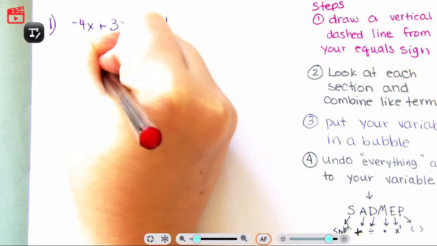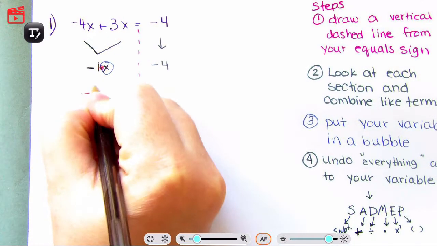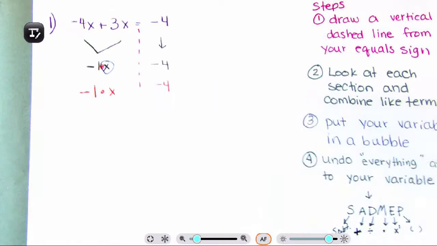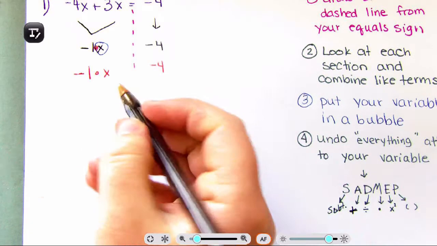We know that because mathematicians are lazy and there's a hidden dot there. So what I truly have is a -1 times x here. I still have that -4 on the other side. So I'm going to say I have multiplication. So how do I undo multiplication? By division.